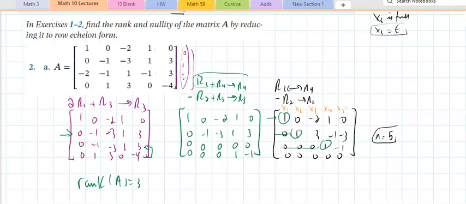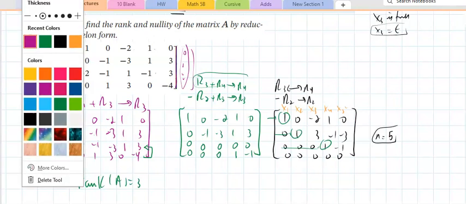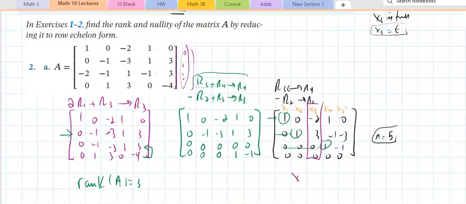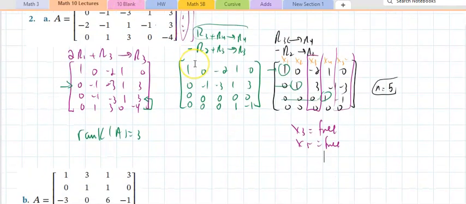And we know that x3 is free and x5 is free. So that's kind of when you say, I decided to just call them x3, x5. In the book they say, oh, let x5 equal t, x3 equal s, or whatever you want. Nullity of A will be 2.